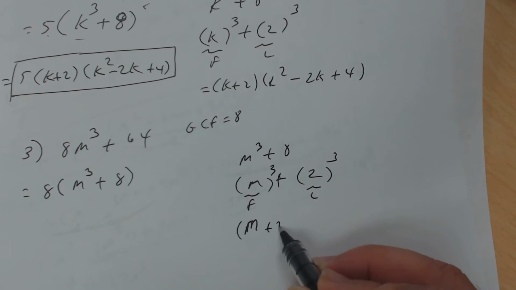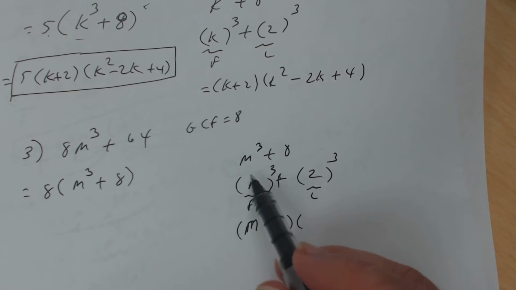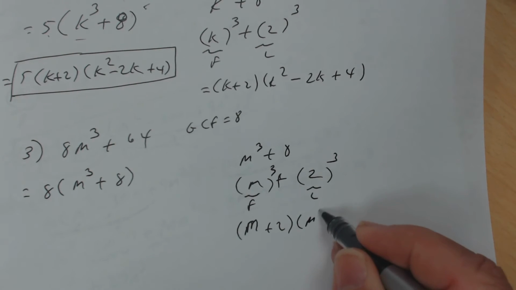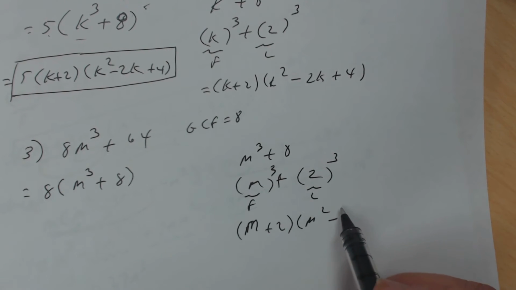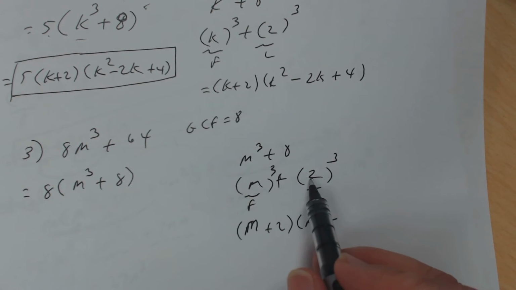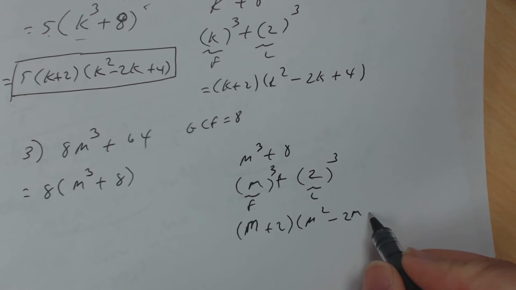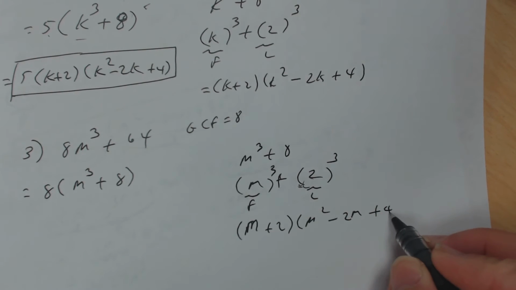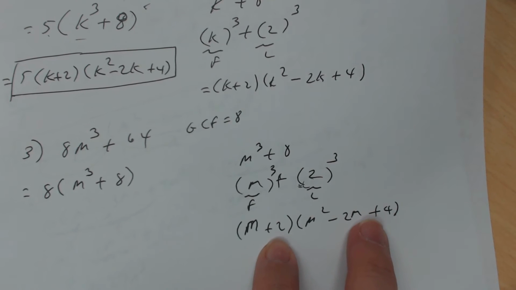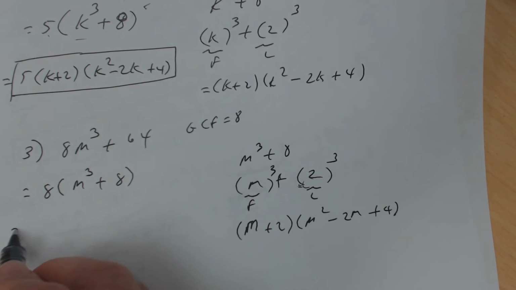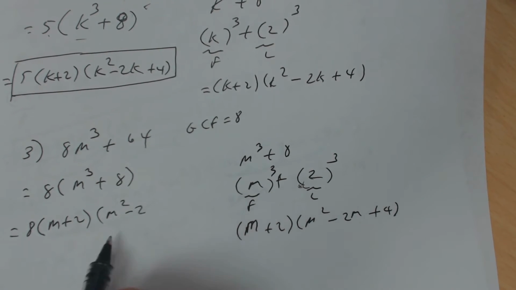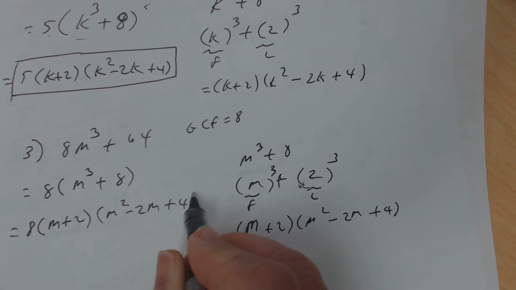We're going to get M plus 2 times, I take M and I multiply by itself twice, so that's going to be the first term of the trinomial, so M squared, minus F times L. So remember, F is m, L is 2, so that's 2m, and then plus L squared. So that's 2 times 2, which is 4. So that is going to go here. So I'm going to get 8 times m plus 2 times m squared minus 2m plus 4.